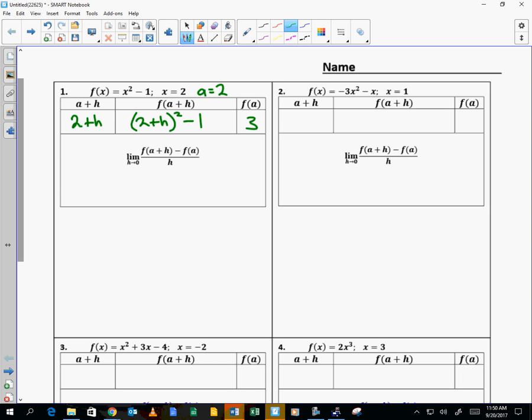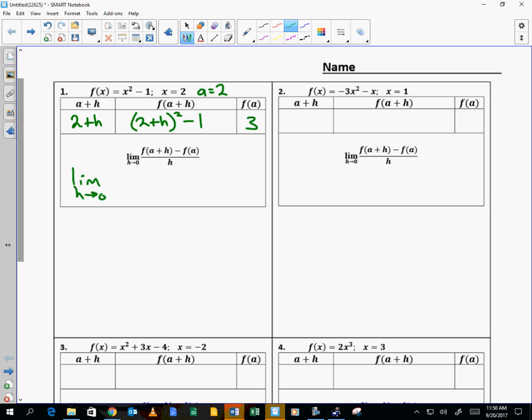Now we can use our definition. Here it is. Get used to this. This is going to be our bread and butter for a while. I have the limit as h goes to 0. Unlike our last definition, where x was approaching 2, or x was approaching 3, or x was approaching negative 4, h will always approach 0 with this definition.